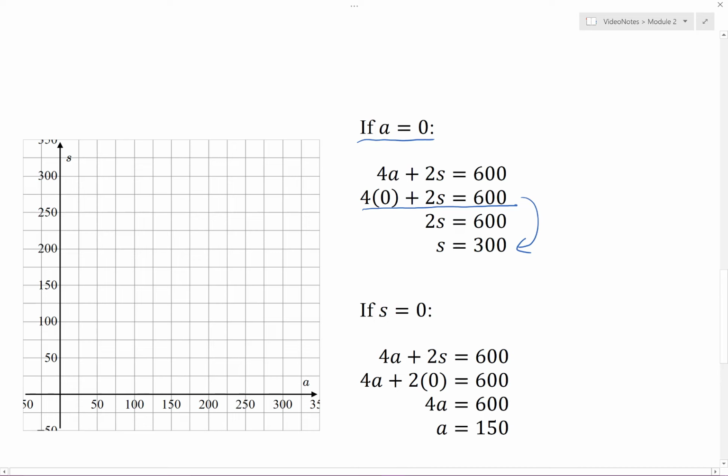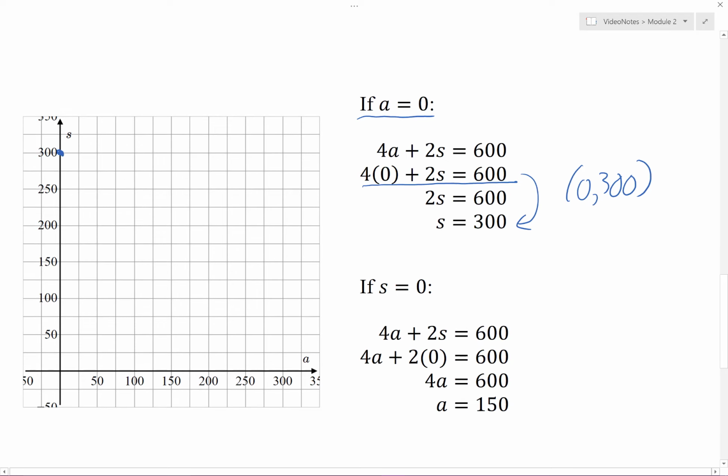Therefore, the point 0, 300 is on the graph of S in terms of A. So 0, 300 is on this graph. Now, if S equals 0, or 0 student tickets are sold, then we see that 150 adult tickets have to be sold for the club to earn $600. And therefore, 150, 0 is on the graph of S in terms of A. Now, the graph relating S and A is the line that passes through these 2 points.